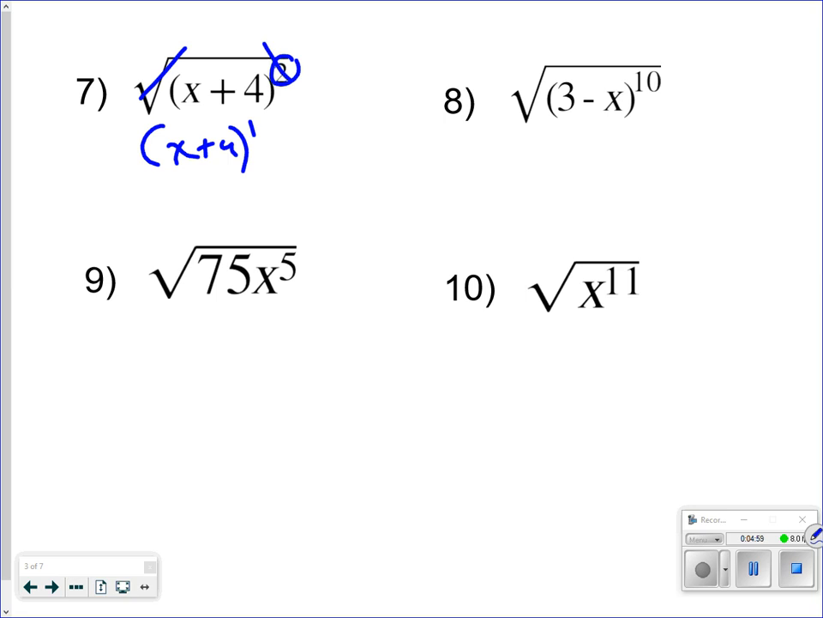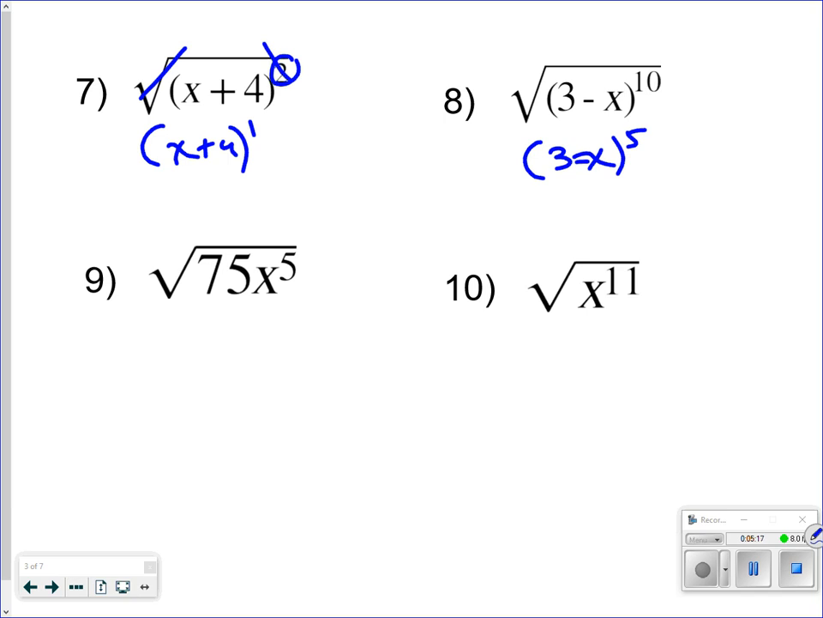Number 8, same way. Square root of 3 minus x to the 10th power. 10 is an even power. Cut 10 in half. Yep, 5. 3 minus x to the 5th. Done. Make sure you take the square root sign off.